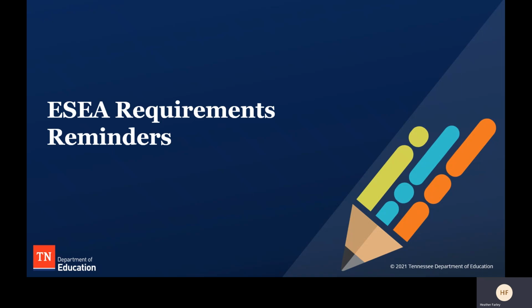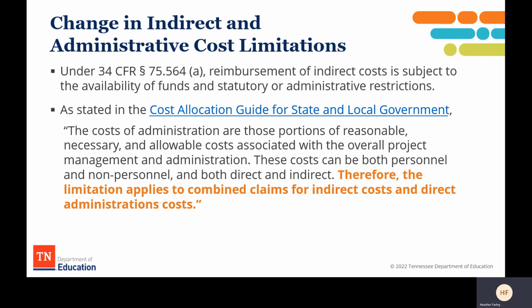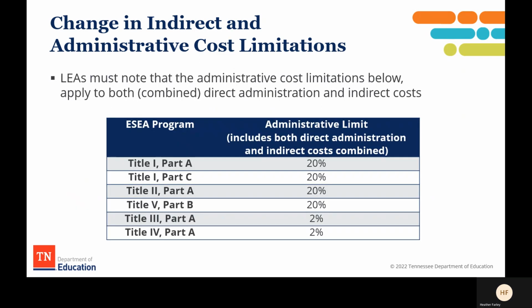ESSA requirement reminders. Do note when it comes to your administrative cost limitations, those are also to include indirect cost, and this is under 34 CFR. And also for LEAs, your uniform grant guidance document, this information is in there as well. Once again, a reminder of the administrative limits that include both your administration and indirect costs combined.